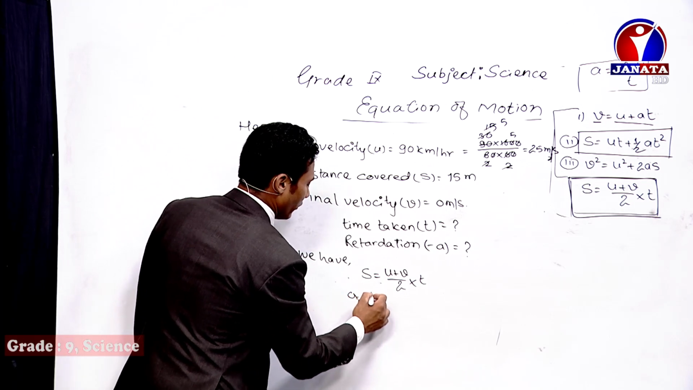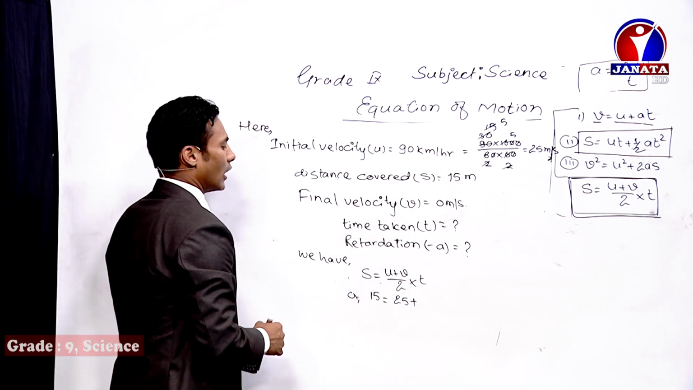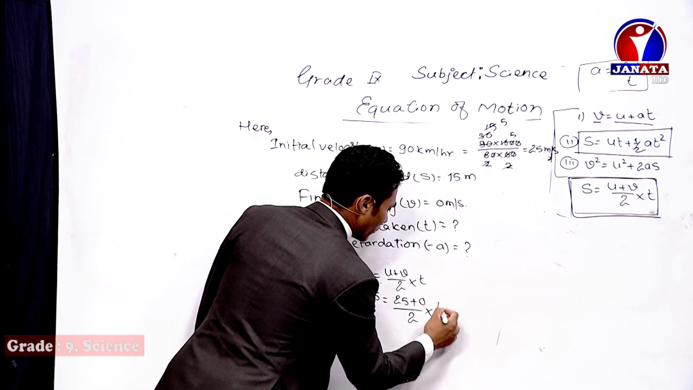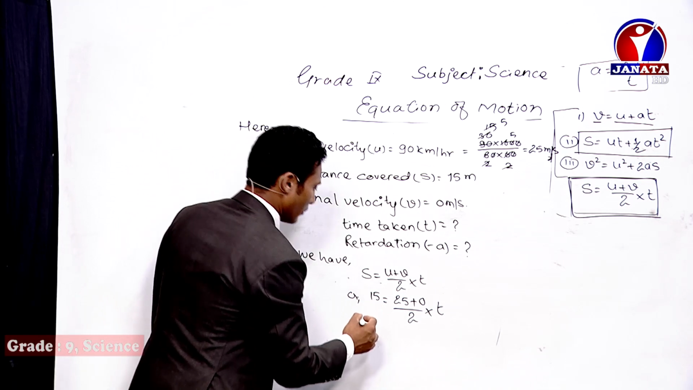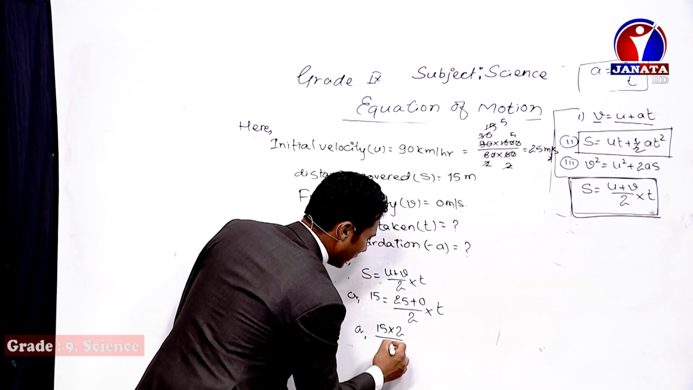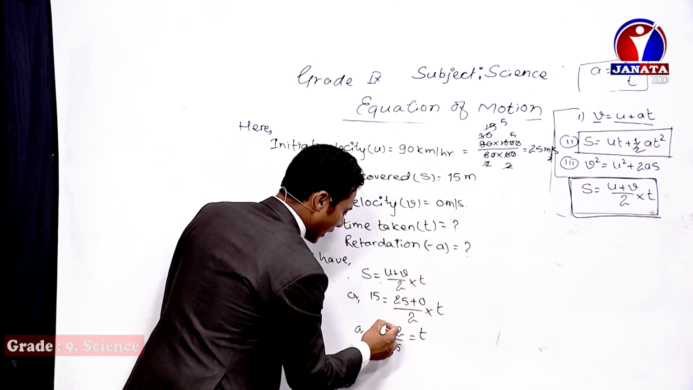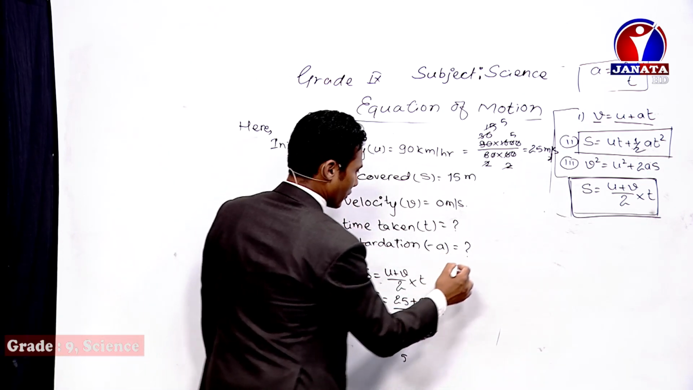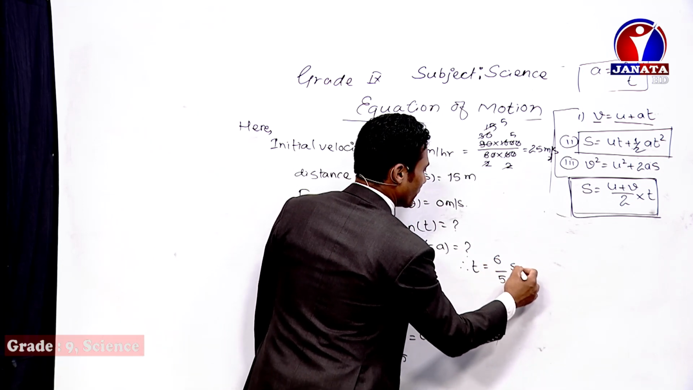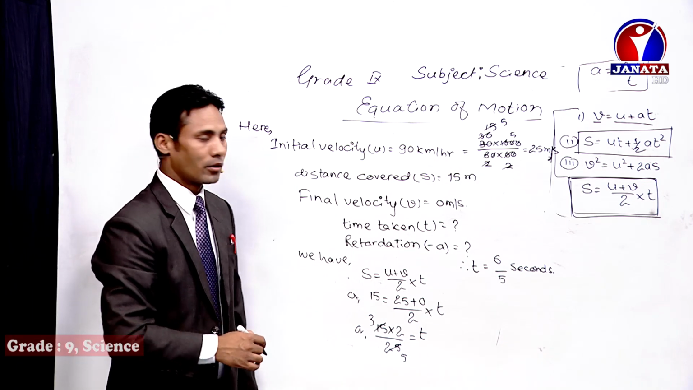So distance is here 15, initial velocity is here 25, plus final velocity is 0, divide by 2, and time we need to calculate, right? So let's simplify this. This is 15 into 2 divide by 25 equals T. If you simplify, 5, 3, 5, 5. So therefore time T equals 6 by 5 second. So this is the time taken to come to rest.